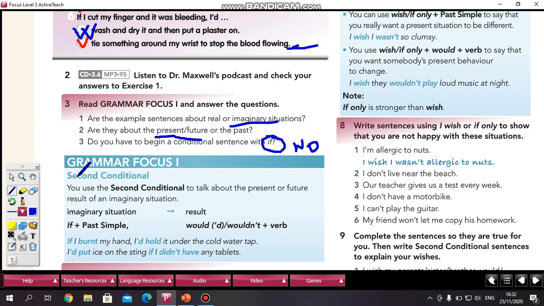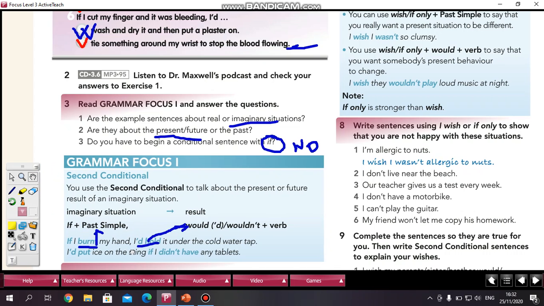And here is again a short explanation about the second conditional, which says you use the second conditional to talk about the present or future result of an imaginary situation. So, if I burned my hand, I would hold it under the cold water. If I burnt, so this is obviously simple past, and I would hold it is going to be another construction, would or wouldn't, which I already told you, conditional tense or so-called future in the past.